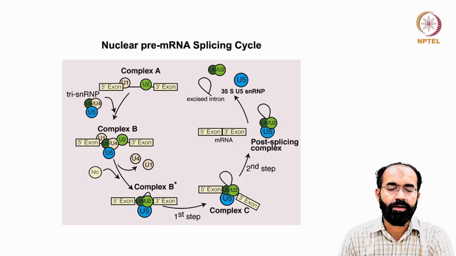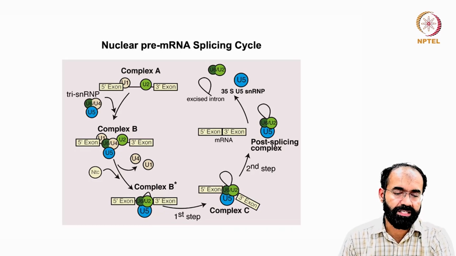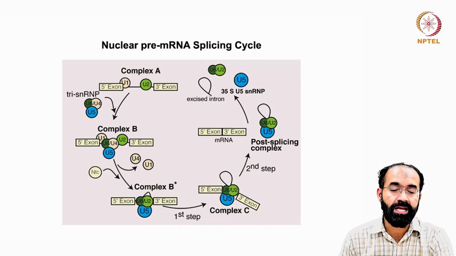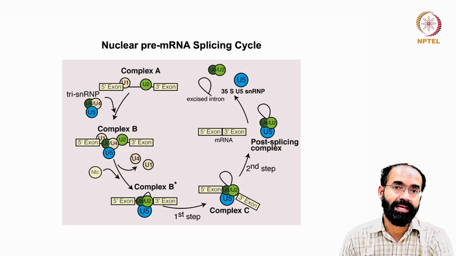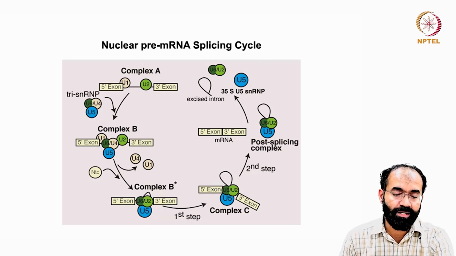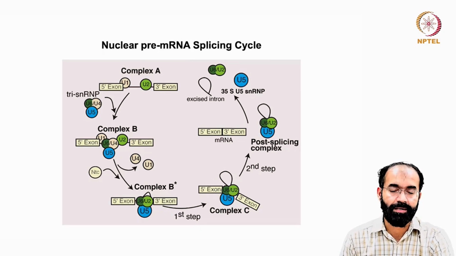Once this is bound, a tri-snRNP comes in, U6, U4, U5 joined together, and it forms complex B. The role of complex B is to bring the branch point close to the 5' splice site. Once complex B is assembled, U1 and U4 snRNPs are released, and NTC, a new protein, joins the complex. Because of this, U6, U2 and U5 stay back, because U2 is important as it binds to the branch point.